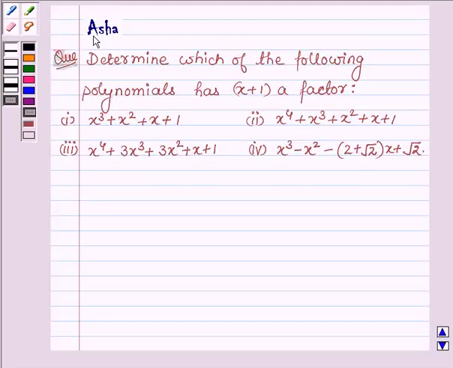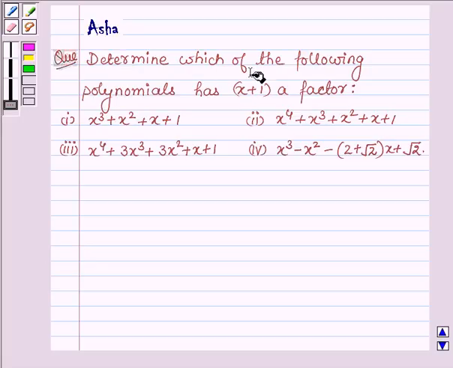Welcome to the session. I'm Asha and I'm going to help you solve this problem which says, determine which of the following polynomials has x plus 1 a factor. So we are given 4 polynomials and we have to check whether x plus 1 is a factor of each of the following or not.